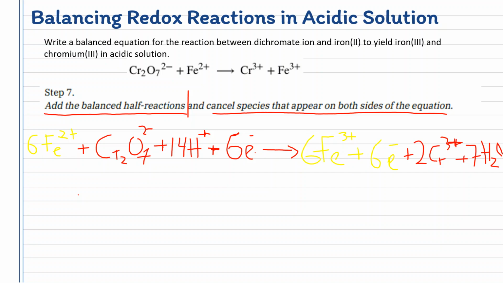Now 6e- or 6 electrons is the same as 6 electrons. So let's cancel it out. Let me find a different color to do the canceling out. So this cancels out this. Now we just obey step 7. Step 7 said cancel the species on both sides that are redundant.